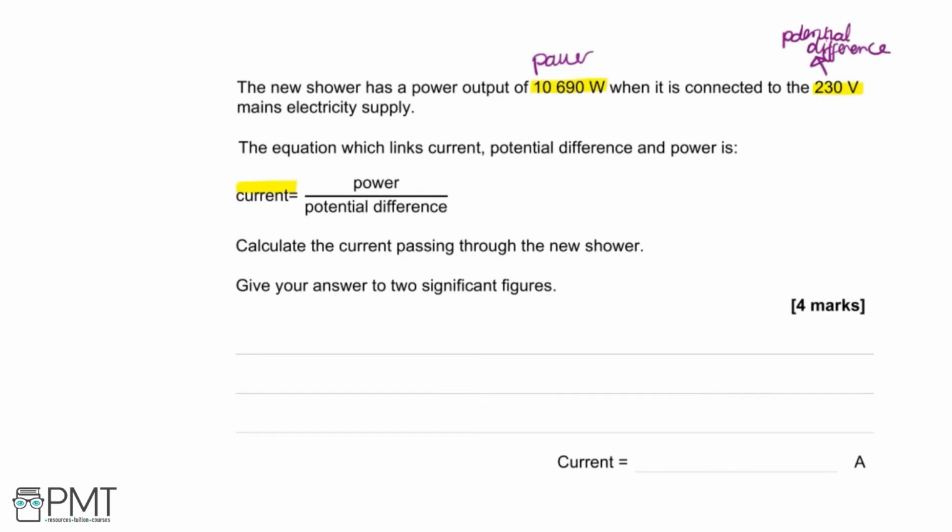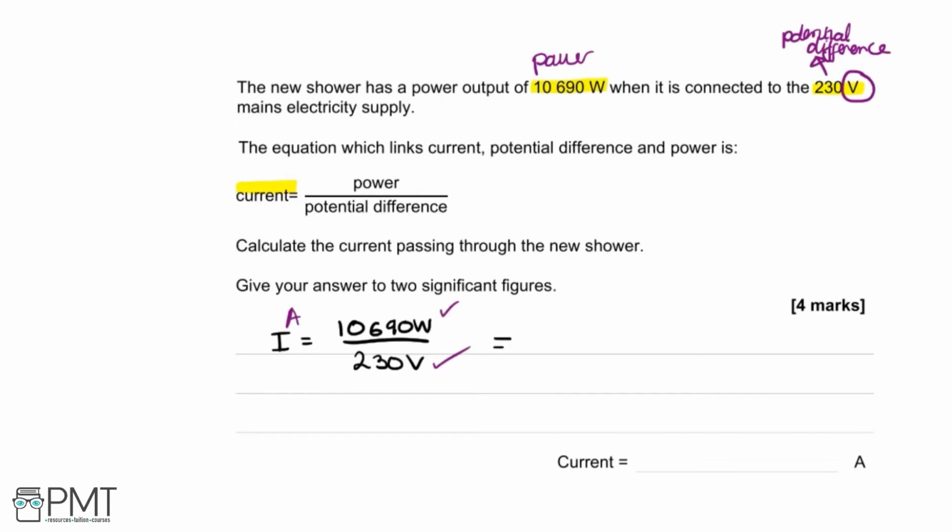We know that this is potential difference because it has the unit volts, which is the unit of potential difference. So to find the current, we have all the information we need and we can plug it into the equation. So the current is 10,690 watts divided by 230 volts. If we want the current in amps, watts and volts are the correct units to use.